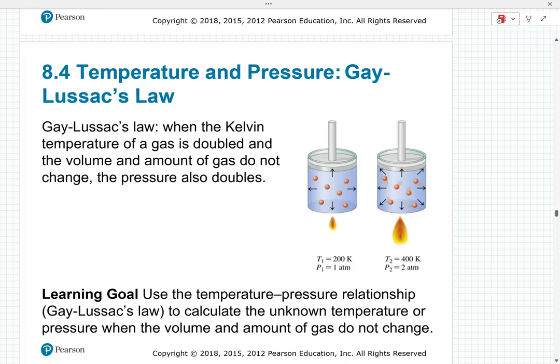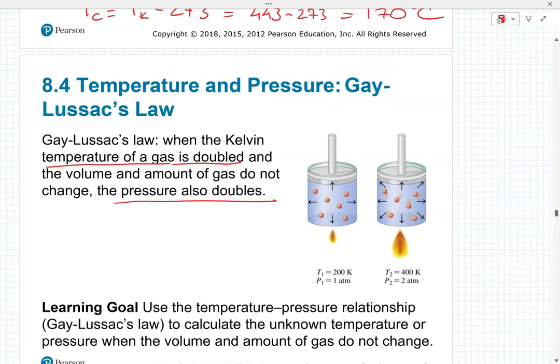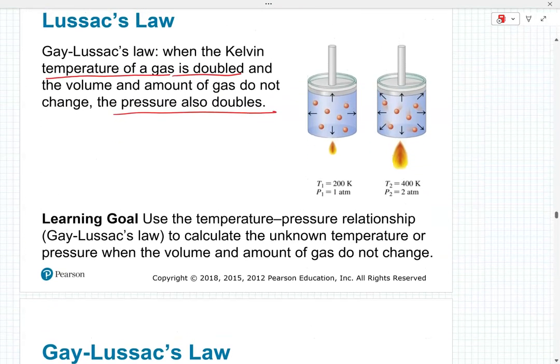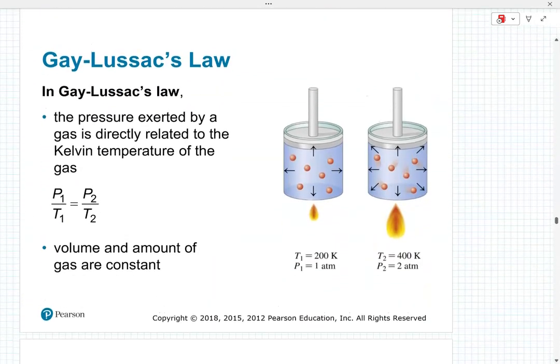Gay-Lussac's law. So temperature increases, pressure increases. Am I making sense? So basically, what we state.